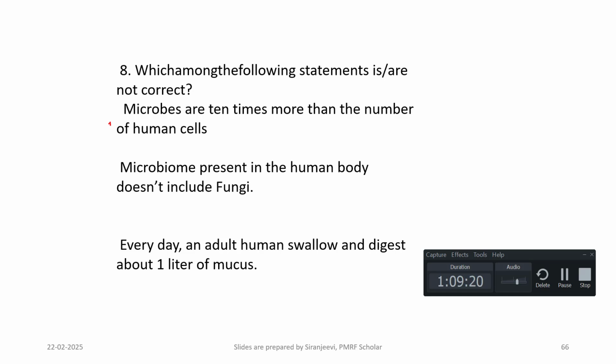This we have seen in the sponge, this we have seen in jawed fish, and this is human. So the statement that innate immunity evolved 450 million years ago is wrong, it is around 700 million years ago, and the adaptive immunity system evolved in 450. So they asked which are wrong. So no problem, 1 and 2 are wrong.